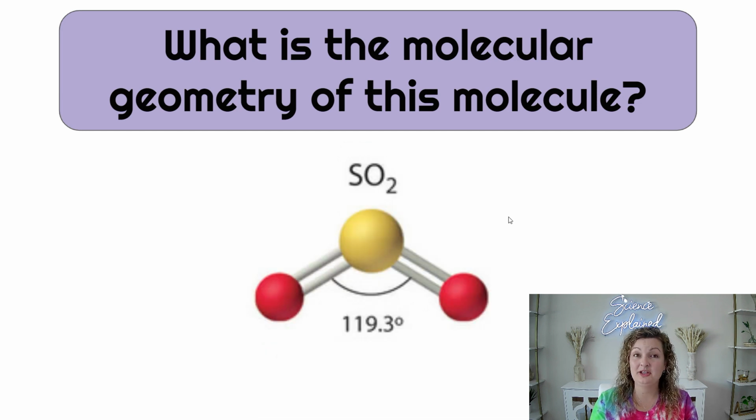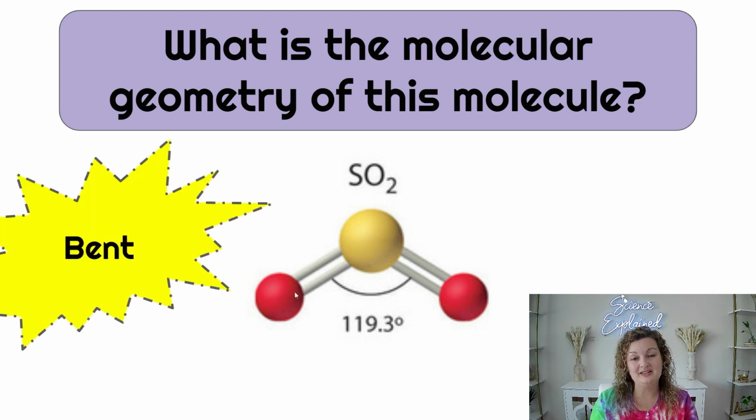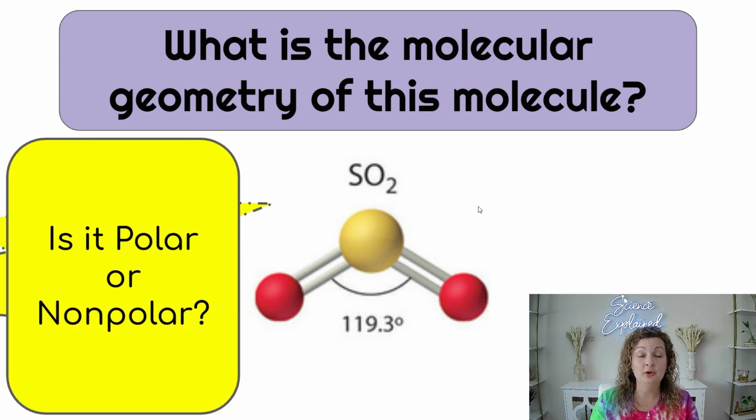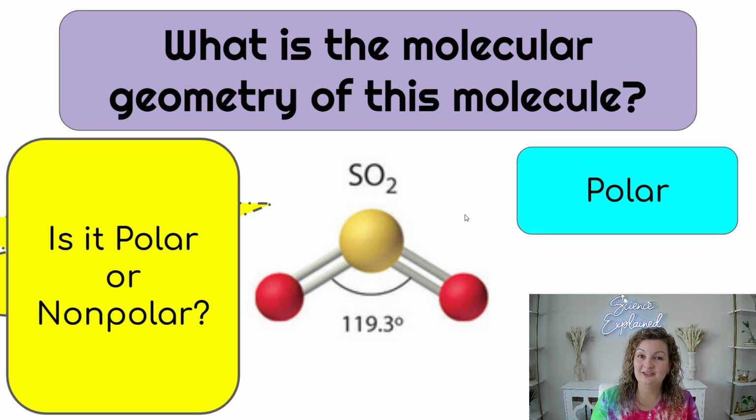Let's try this one. What do you think this one is? And this one is bent. So you can see it's definitely bent there, and it's around that 120 degrees as well. So is this polar or non-polar? And you probably got it right. It is polar. Remember, if it is going to be that straight or flat, it's most likely non-polar. And anything that's kind of bent or at more of an angle, it's going to be polar because it's asymmetrical.